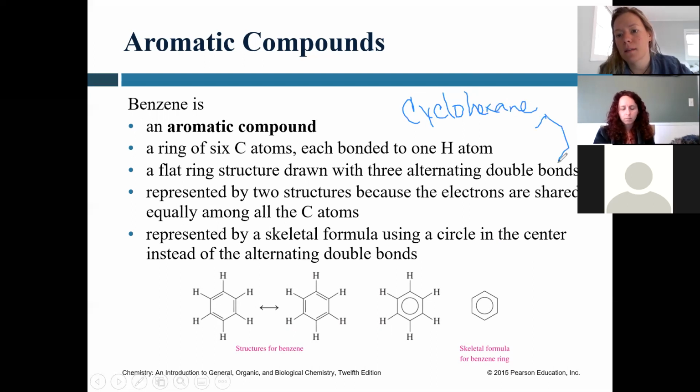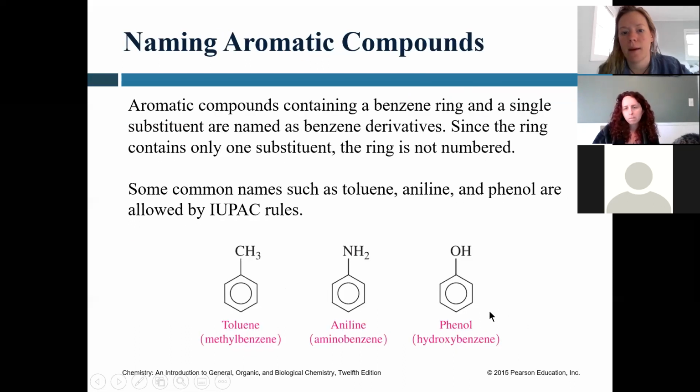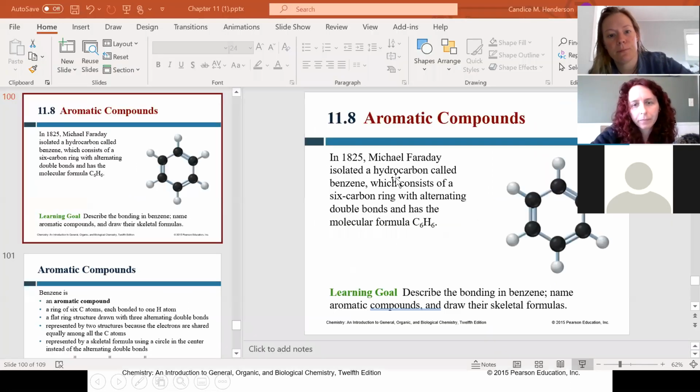Cyclohexane is 6 carbons, all single bonded. If it has the circle in the center, it is benzene. Okay, the circle lets you know that there are 3 double bonds that are oscillating around it. This is a very, very important compound. It is in all sorts of different things. And if you're wondering, aromatic, isn't that about smell? A lot of things that have strong odors and smells to them contain aromatic rings in them. Okay, so we will leave it at that for now.